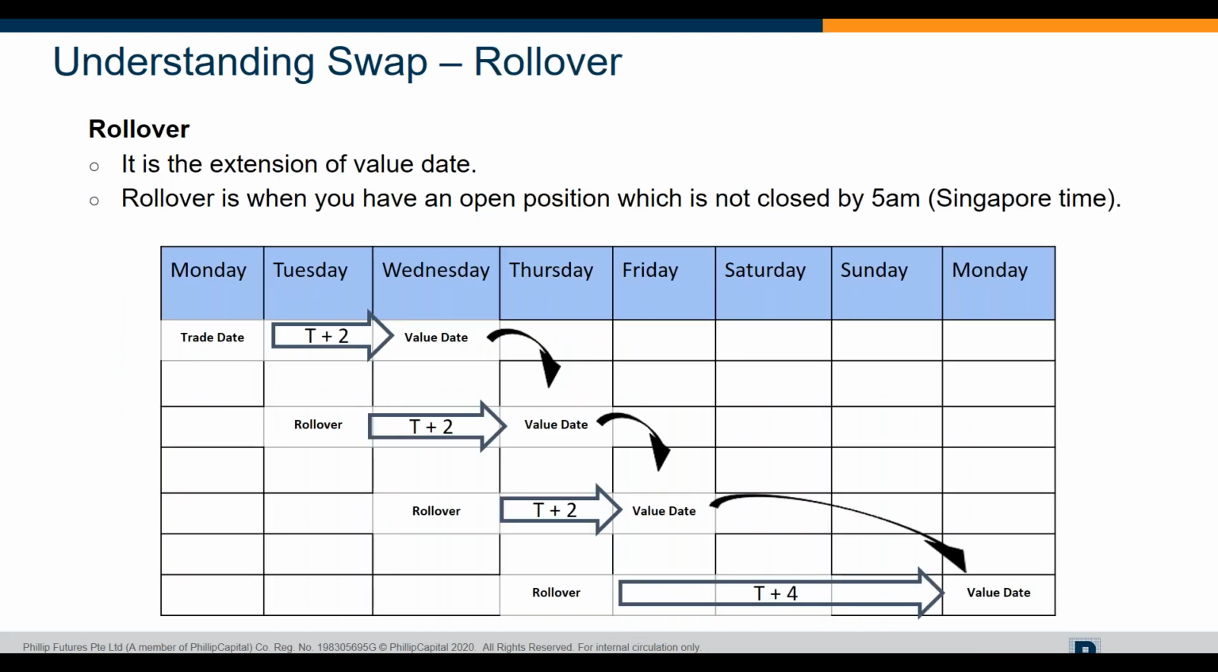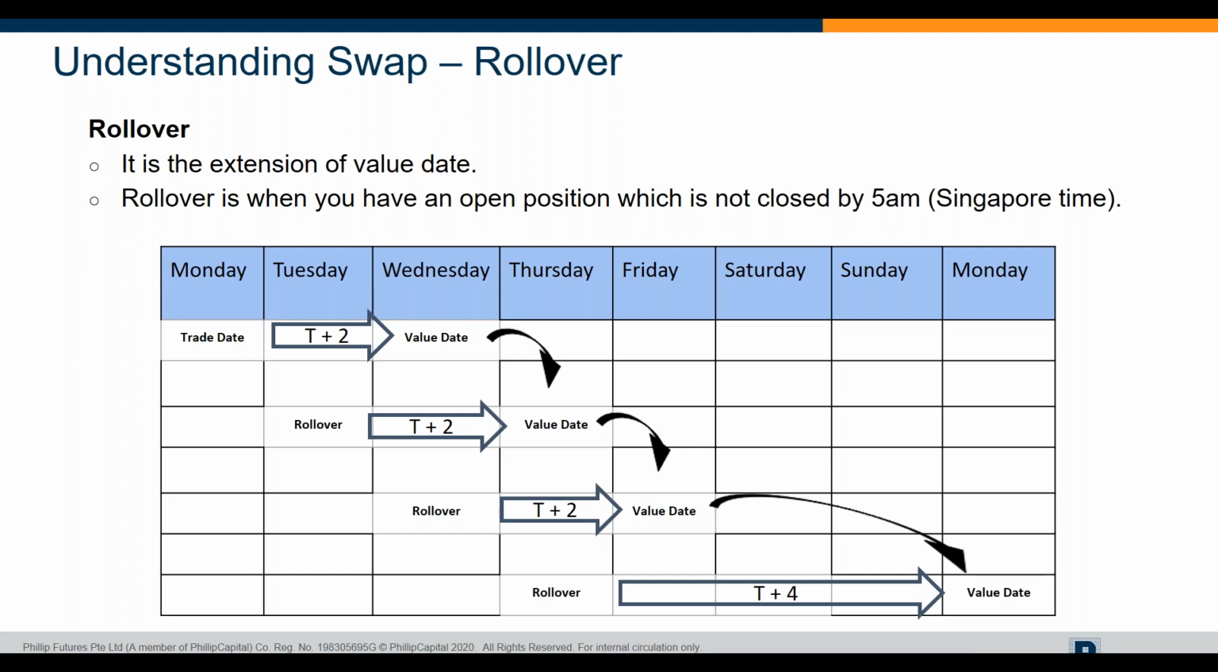Also, in extension of the value date, let's say we start a trade today, and today is Monday. We open today and close today, and the trade will be valued on Wednesday, which is 2 days later. So what if I carry my trade from today until tomorrow? The value date cannot be the same, because it has to be T+2. So the rollover is basically the extension of the value date.